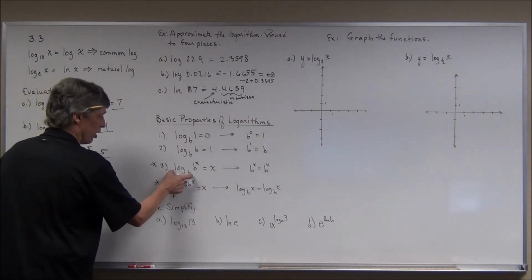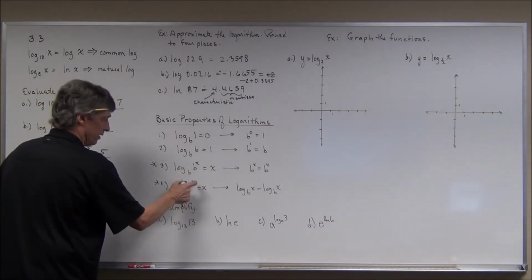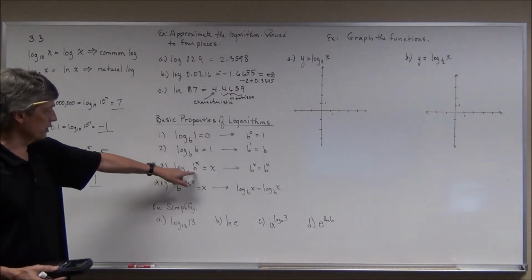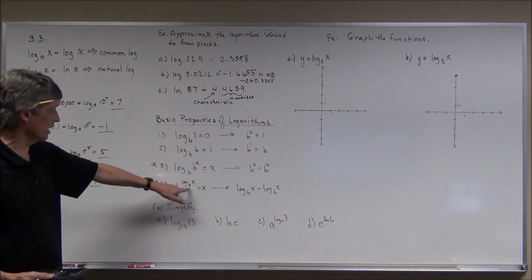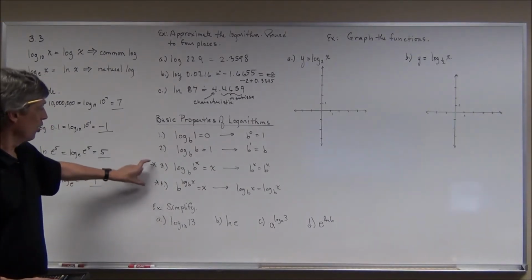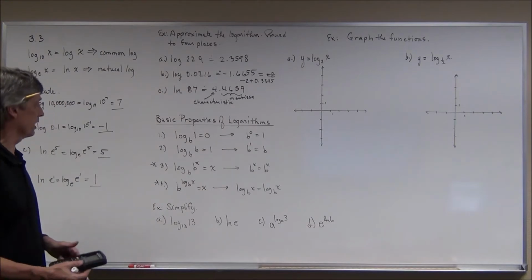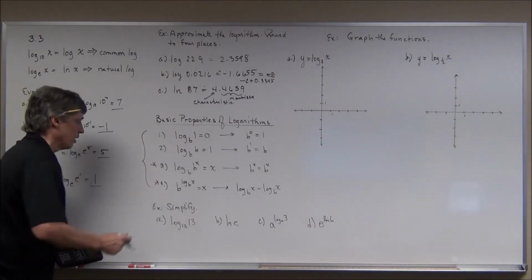I'm composing the logarithmic function and the exponential function. The logarithmic function and the exponential function. In this case, the exponential function is the inside function. In this case, the logarithmic function is the inside function. When you compose them, you get, for inverse functions, the identity. You get equal to x. All of these are useful to memorize.